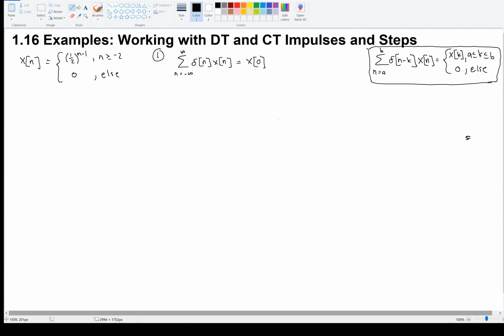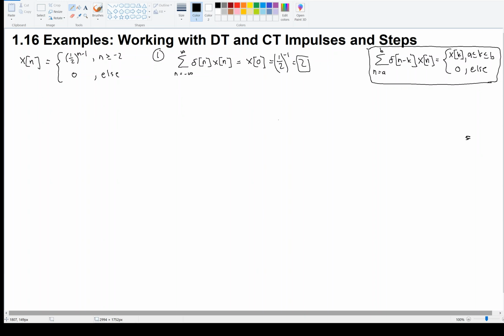So what's x of 0? Well, here's my signal over here, and I plug in 0 for n. So 0 is greater than or equal to -2. So what do I get when I plug in x of 0? I get (1/2)^(-1), or 2. 2 is the answer there.